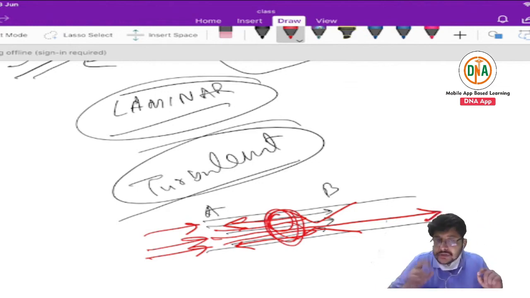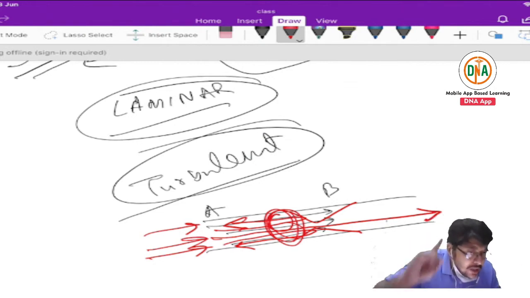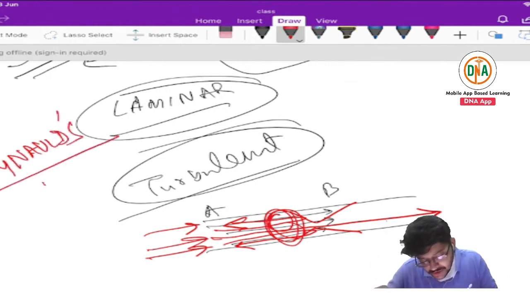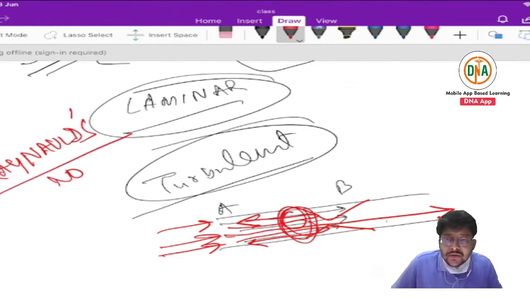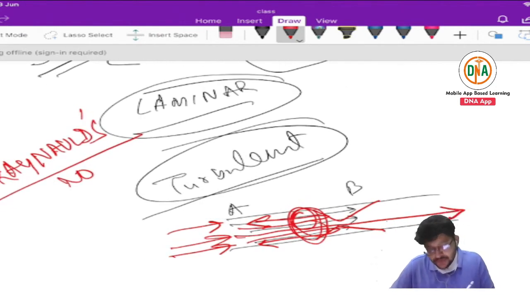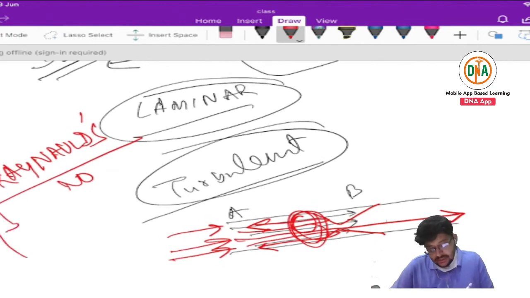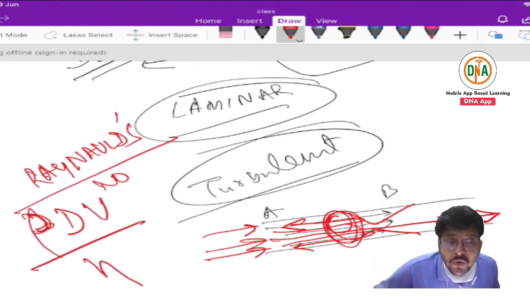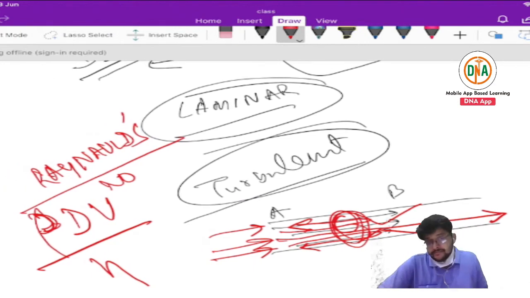This is called turbulence. Now, whether a particular flow will be turbulent or not, by physics we can know about that, and we can know it by a particular number. We call it Reynolds number. Reynolds number gives us a particular value of whether it will be turbulent or not. It is rho dV by eta.